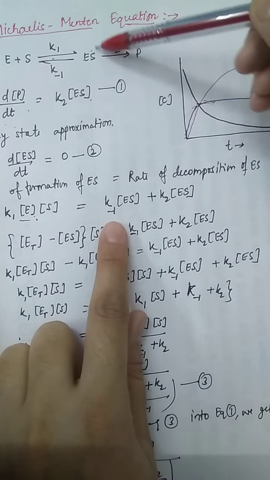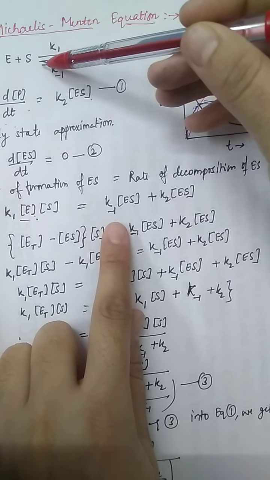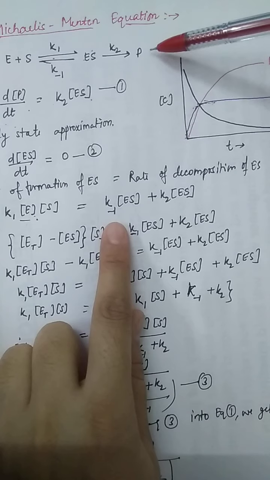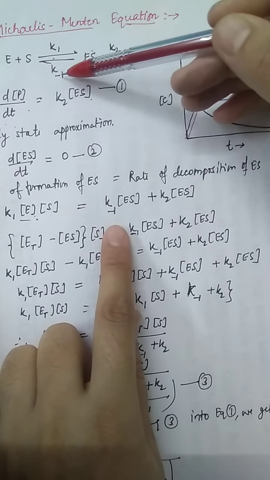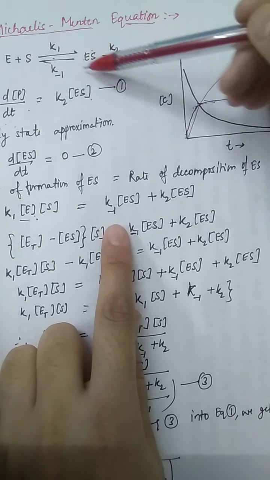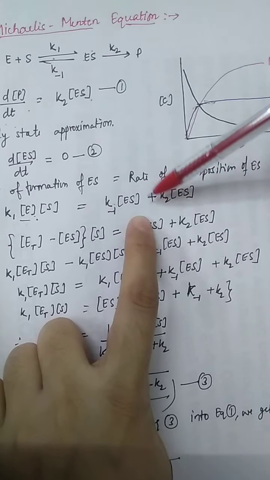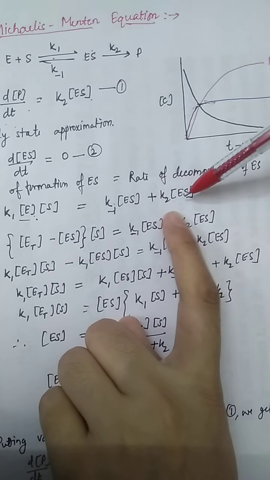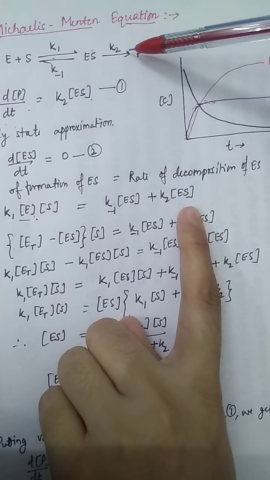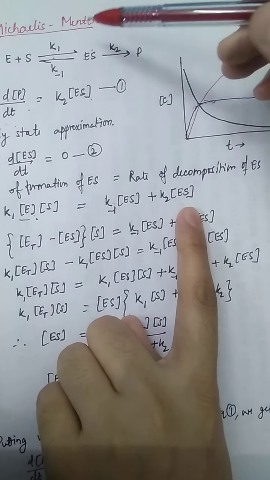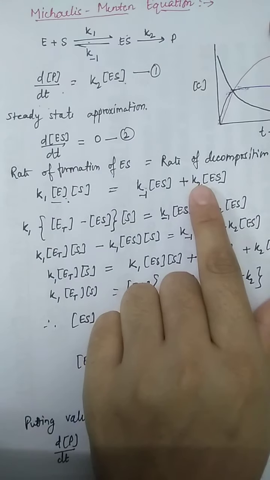So enzyme substrate is decomposing in two steps. First, the backward reaction, and the other is the second step. So the rate of the backward reaction is equal to K inverse and enzyme substrate concentration. So we have written here K inverse enzyme substrate complex concentration plus K2 enzyme substrate concentration, that is the rate of reaction of the second step. So this we have written.